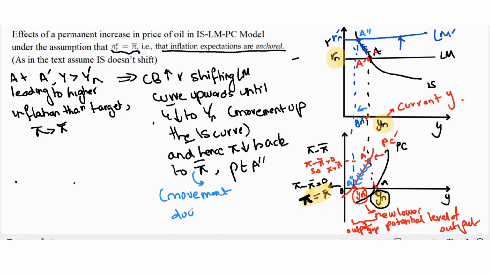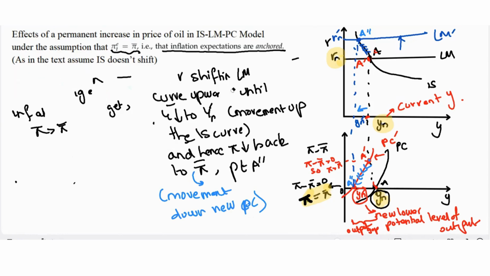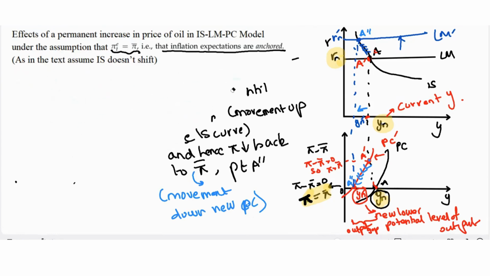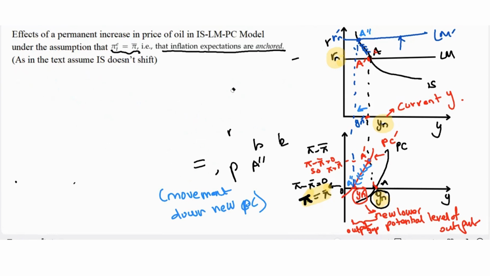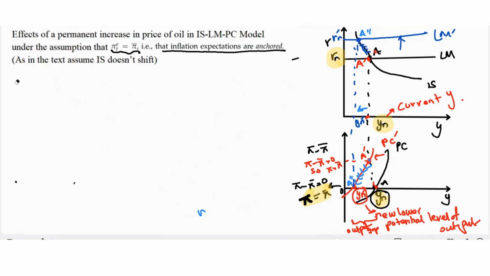Movement down the new PC. And here, keep in mind, if the central bank had not reacted and had let inflation deviate from target, inflation expectations would have de-anchored, right? So we want to wrap this up now. Let's analyze the new medium run equilibrium. Because output is exceeding the new lower potential level of output, inflation is above target, and as a result, the central bank is going to react.